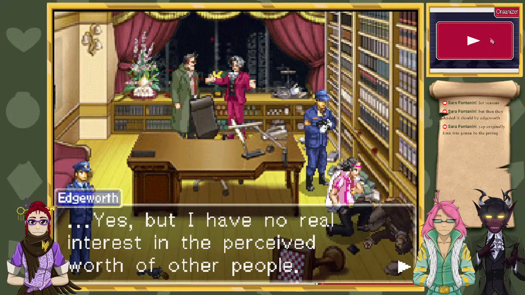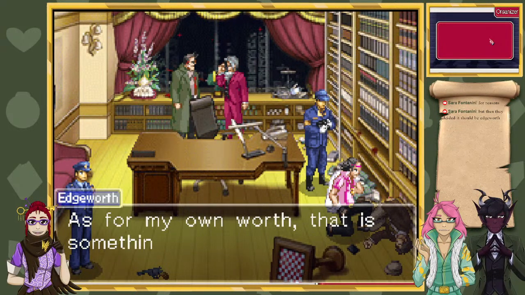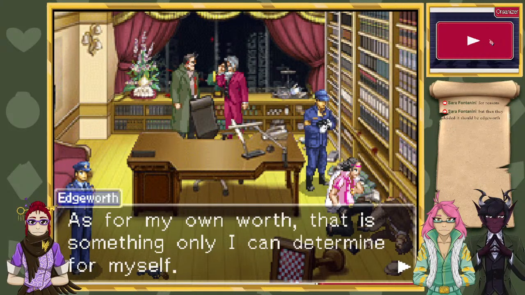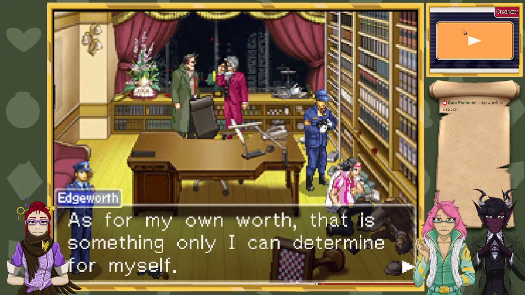Yes, but I have no real interest in the perceived worth of other people. Especially when it's already in his name. I only know how much my edge is worth. So high and mighty. As for my own worth, that is something only I can determine for myself. Damn, Dylan got it in one.